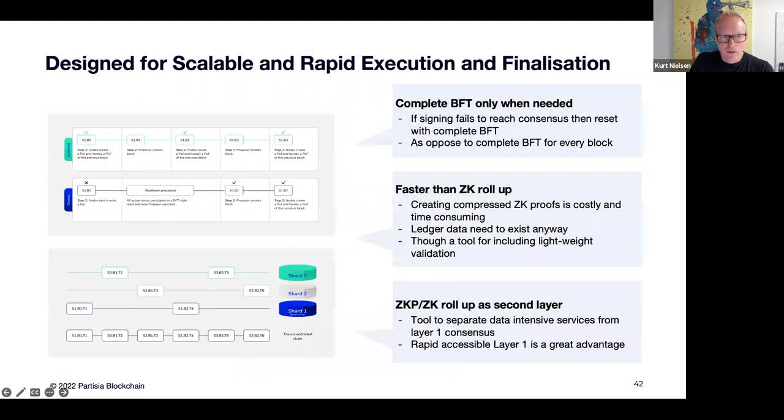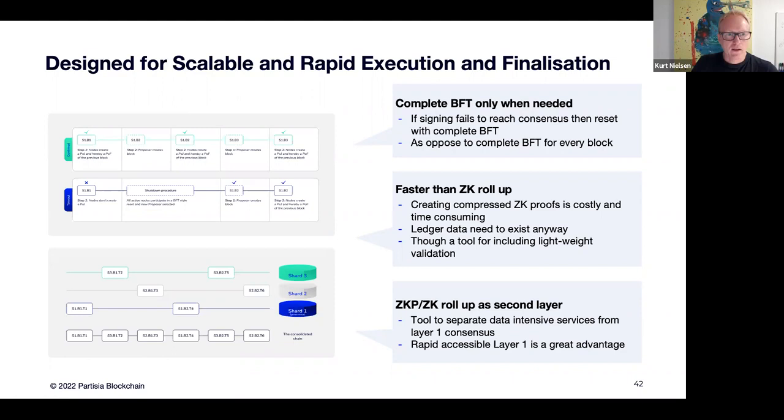The other thing is the scalable, rapid execution and finalization and all that. I will not dive into this, but we are deliberately not doing ZK rollup because it will slow down the whole thing and you will need the full ledger anyway. It is kind of a waste of energy to go that way. But we are using ZK proofs as part of the toolbox, and we can use that for very data-intensive applications, where you bring down a proof of what is happening. So there are a number of ways that you can use these tools, but not for ZK rollup. That's an unnecessary step to take.